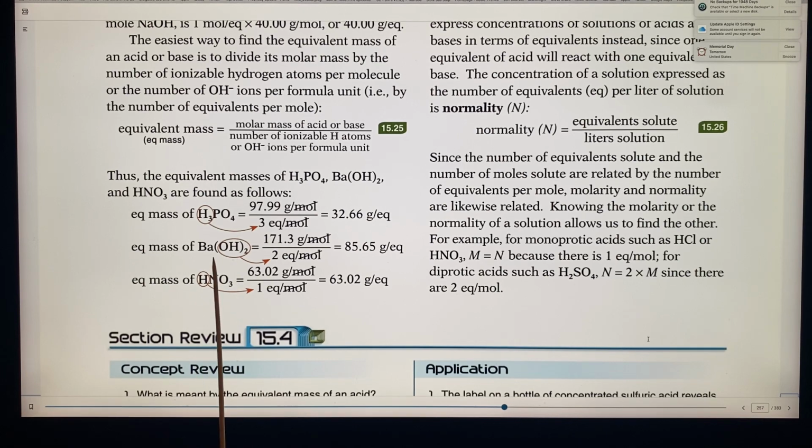So the same with this one. We have barium hydroxide, and we are going to see the hydroxide here on this side is 2.